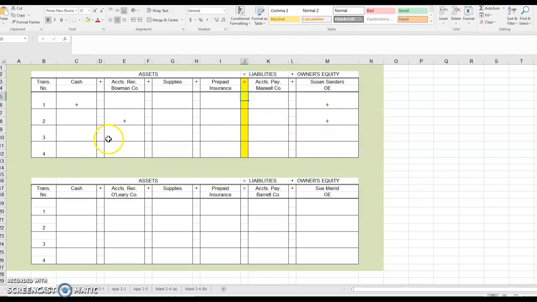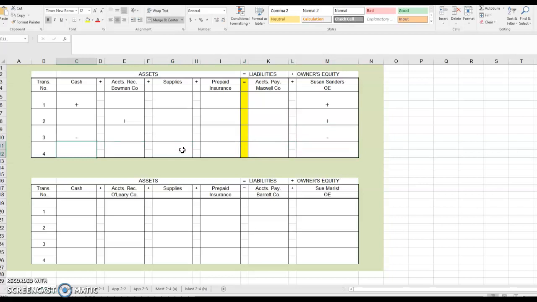The next transaction is dated the 3rd, paid cash for telephone bill. So when we pay cash, that's a decrease of cash. Our cash account goes down when we pay cash. Telephone bill is an expense of our business, and expenses fall under owner's equity. So that would be a decrease as well, decrease to owner's equity.